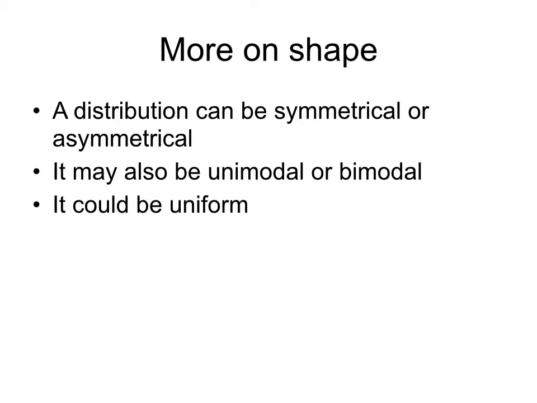You can also get a uniform distribution, right? Where every possible value is equally likely. When do we get those? Give me an example of when we get a uniform distribution. Think of something where every possible value is equally likely and equally frequent.